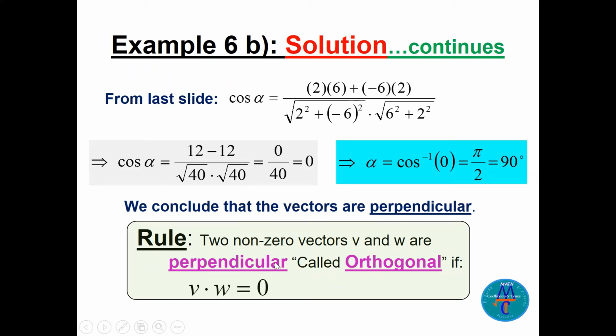Please try to remember. Two non-zero vectors are perpendicular or orthogonal if the dot product is equal to 0, or the angle between them is 90. So when we have 90, the dot product is equal to 0.